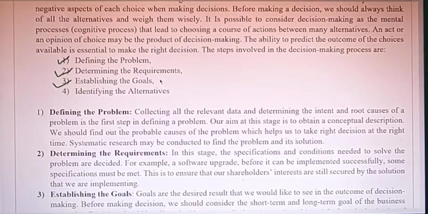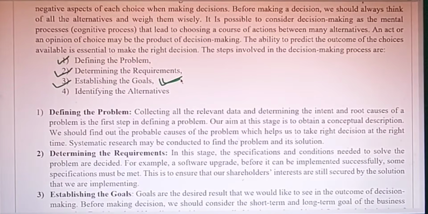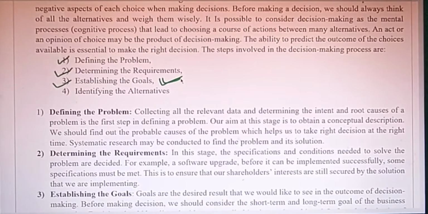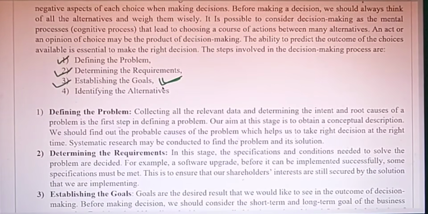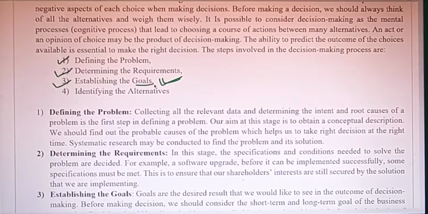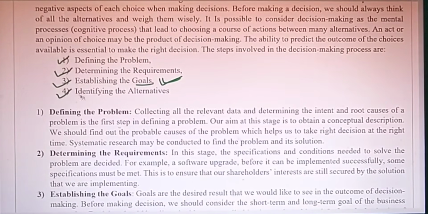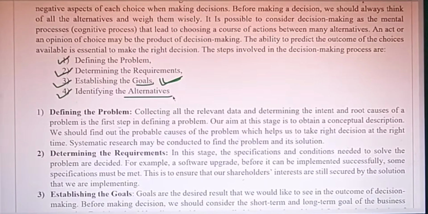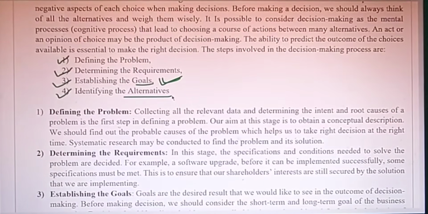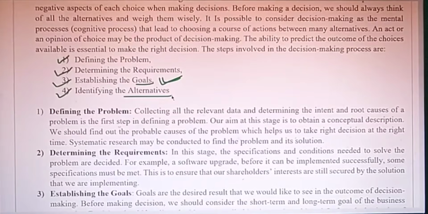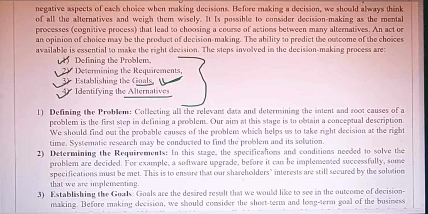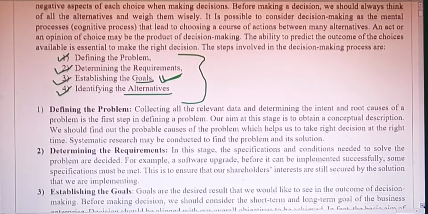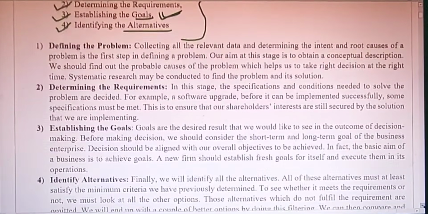This is the most important one, the most prevalent one in fact. Most business enterprises set goals, short term and long term, so it is very important that they set achievable goals. And the fourth state is identifying the alternatives: what are the different choices available to a business enterprise? So one by one, you can define these. Okay, so that is what I have done here.